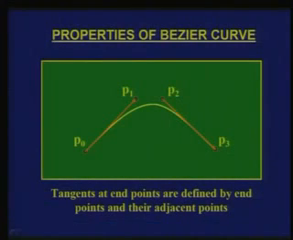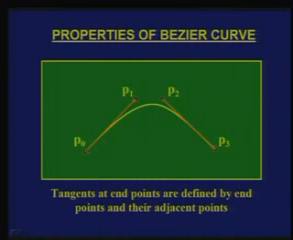Properties of Bezier curve. What is really a speciality of this curve? Why this curve is given so much importance is one of the subjects of study now. What is shown here is a cubic Bezier curve, defined by 4 control points, that is P0, P1, P2 and P3.